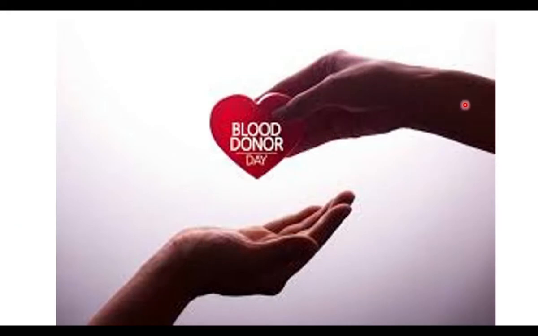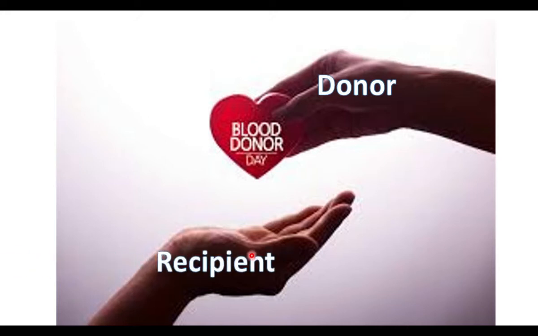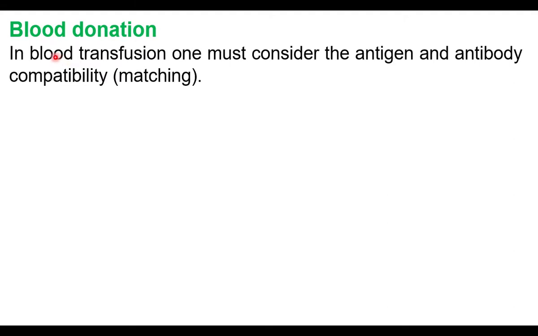The person who is donating the blood is called the donor. Donor is one who is giving blood. The person who is receiving the blood is the recipient. Let us have a small discussion about blood donation. In blood transfusion, one must consider the antigen and antibody compatibility. There should be matching between antigen and antibody of donor and recipient.